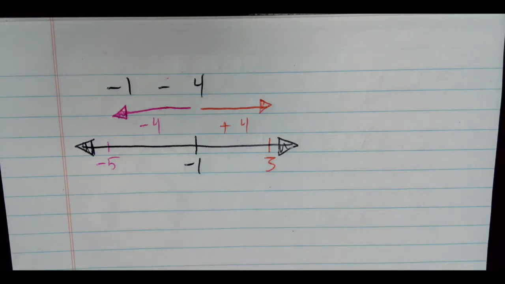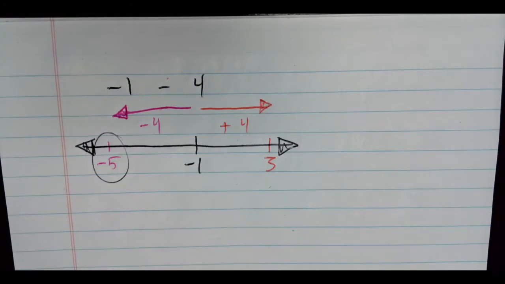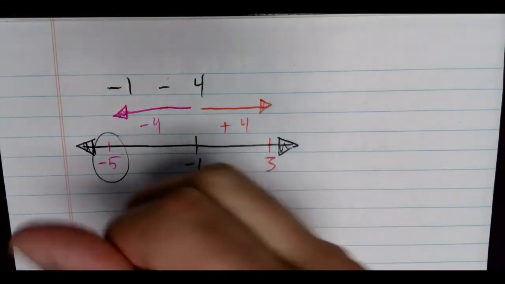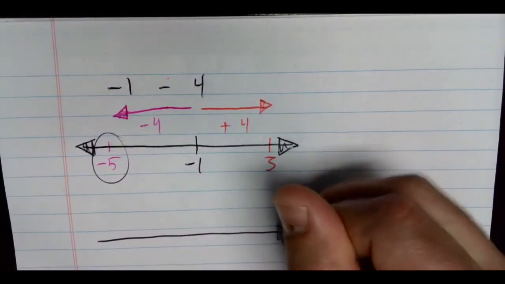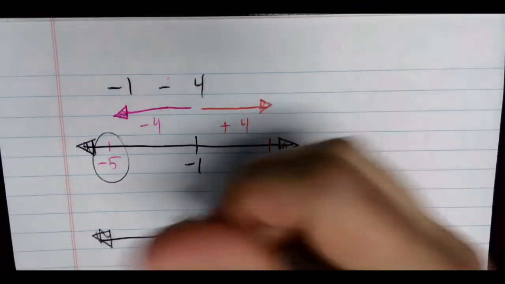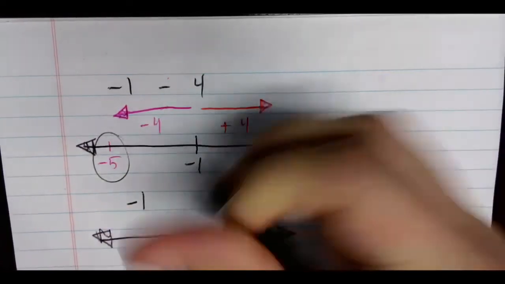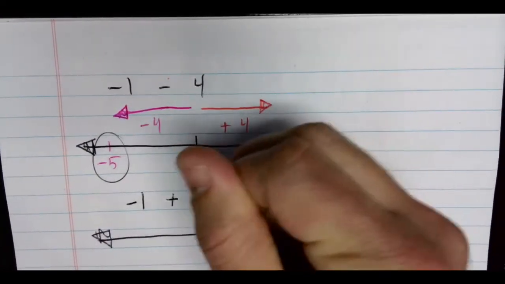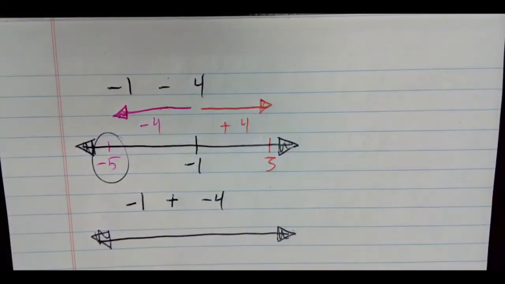Negative 1 minus 4. What if some of the pirates want to join the ninjas? Don't make this harder than it is. It's the same thing as negative 1 plus negative 4. Negative 1 minus 4 can be written as negative 1 plus negative 4. So you have 2 negatives.